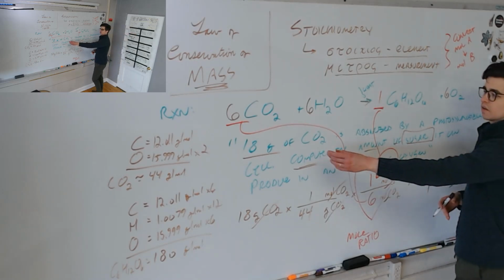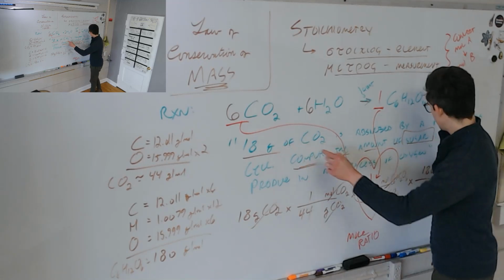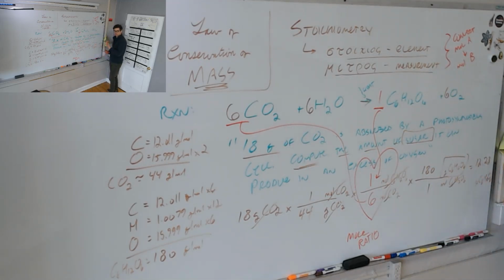Now you ask yourself to check for reasonability. If I had 18 grams of carbon dioxide used, would it make sense for 12 grams of sugar to be produced? Sure, I can't think of a reason why that wouldn't be. Right? If you end up getting 7.9 times 10 to the 17th, probably wrong. But this is within a realm of reasonability, I would say.